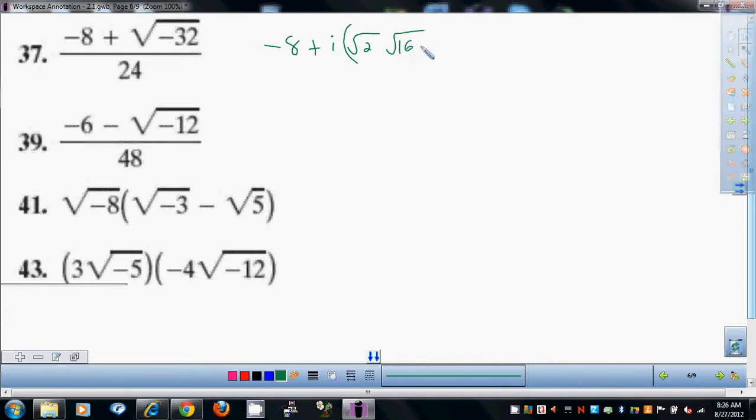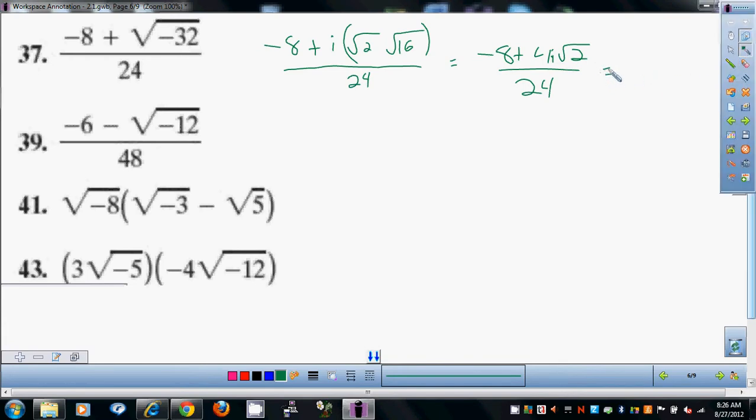Radical 2 times radical 16, yeah. Pull out the i, break it into radical 2 times radical 16, which is I think what you were meaning. Does either of those have a nice and even square root? The 4, right? So negative 8. That'll be 4 times i, so 4i radical 2 over 24. What do all of those divide evenly into? 4. So if I divide top and bottom by 4, I get negative 2 plus radical 2 over 6. And that's as far as it goes.